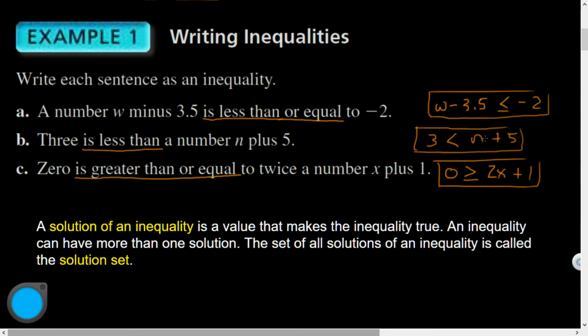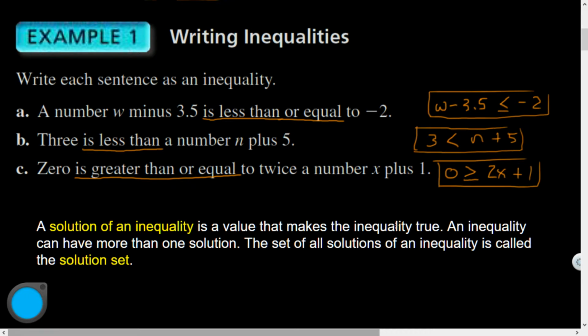Do you think some negative numbers would work in this inequality? Let's try -1. Let's get brave here. -1 plus 5 would be 4, and 3 is less than 4. It works out. How about -2? -2 plus 5 is 3. Is 3 less than 3? No, it's so close though, but not less than itself. So you can actually see that there will be lots of solutions that work and lots that don't.